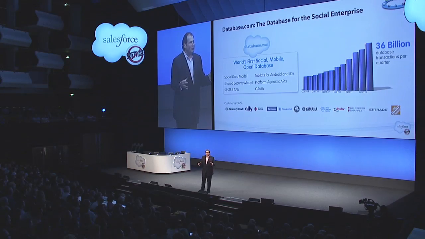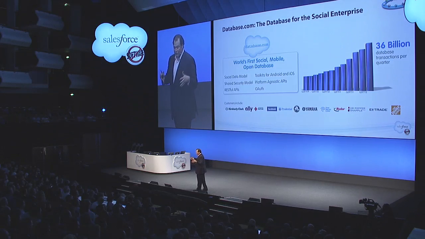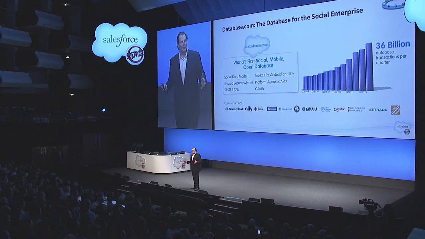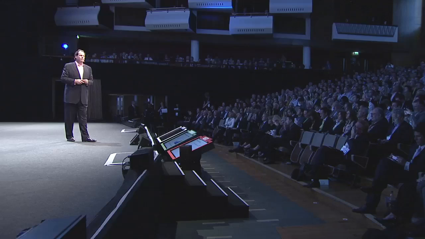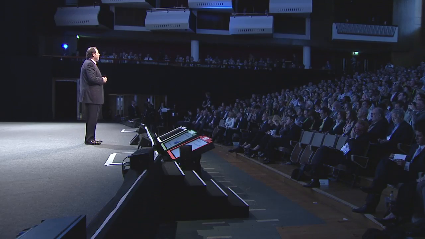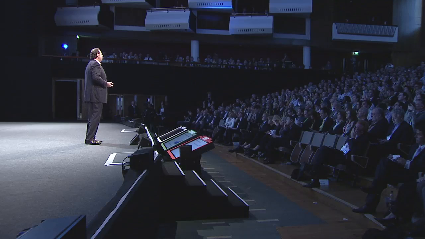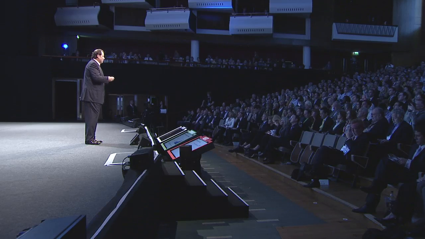And if that database as a service also had a social data model, so all the social handles and all the social capabilities are already in the database, that it had a shared security model, RESTful APIs, or the next generation APIs to push and pull data out of that database, and the toolkits for the mobile systems, for Android, for iOS, platform agnostic APIs, using things like OAuth, we would have an amazing database. Today, our customers use 36 billion database transactions per quarter on database.com.